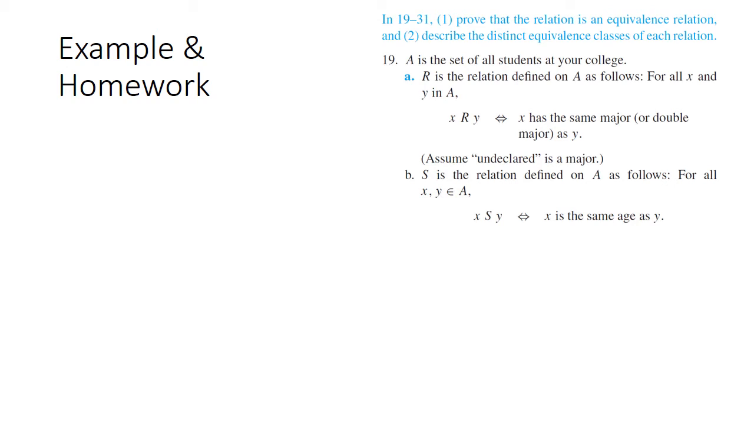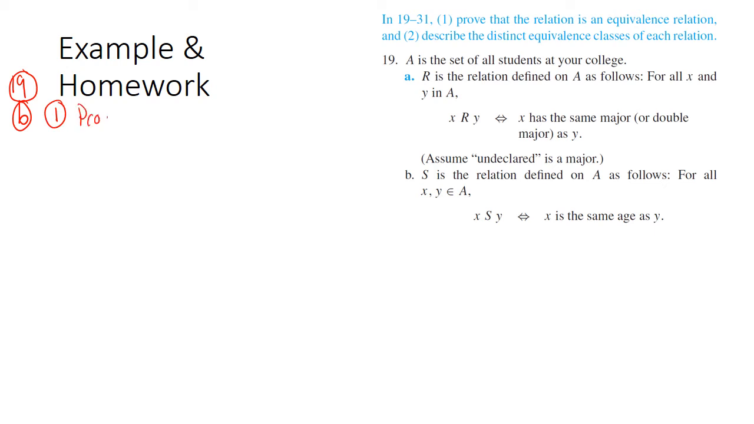In the whole of 19, A is the set of all students at your college. And then in part B, S is the relation defined on A as follows. For all x, y in A, x is related to y by S if and only if x is the same age as y. So for every 2 college students, we say that those college students are related by S if and only if they're the same age. Okay, so let's go ahead and try proving that this is an equivalence relation.